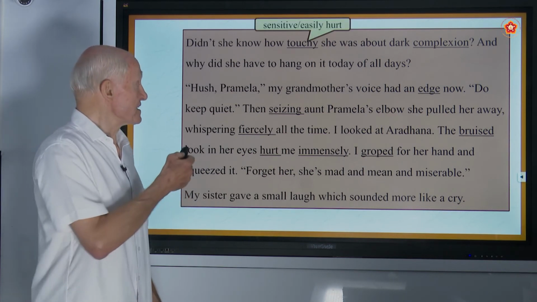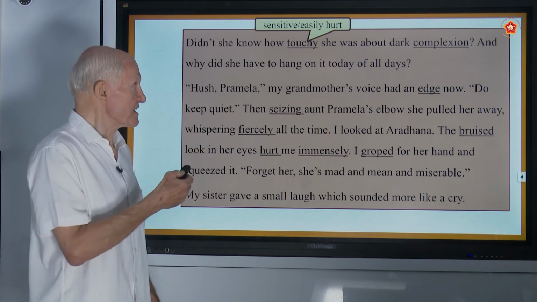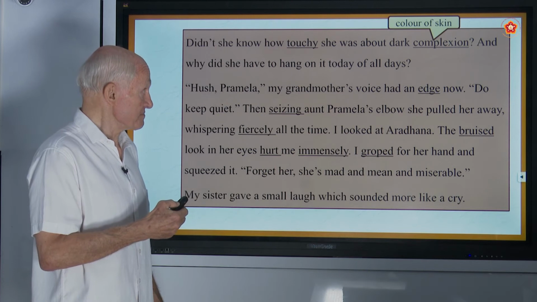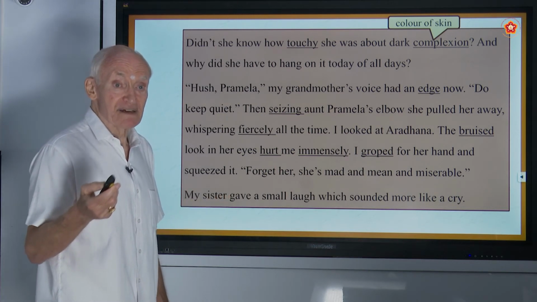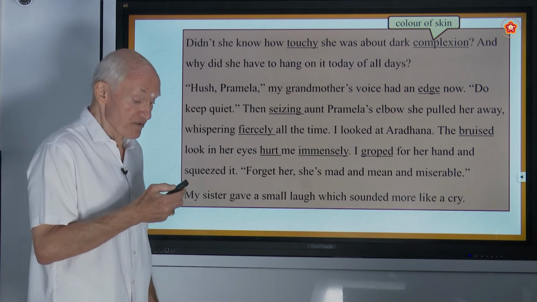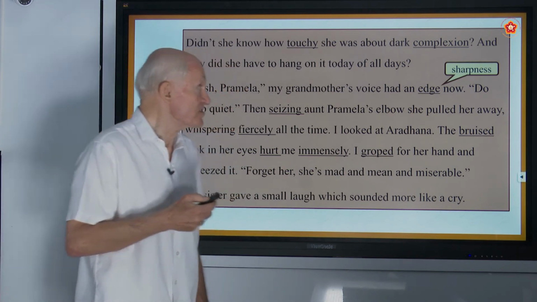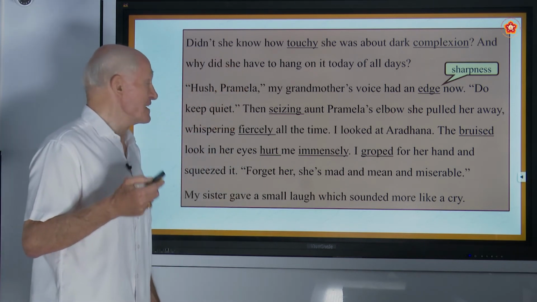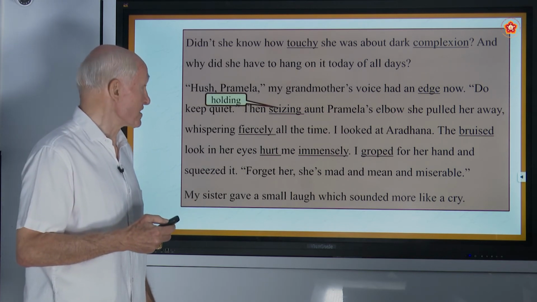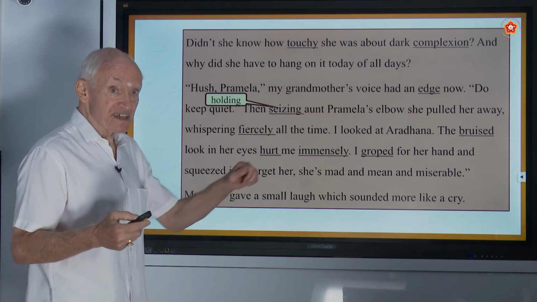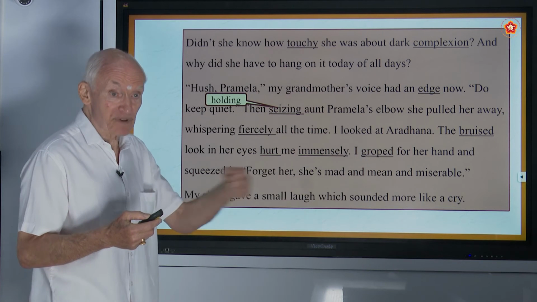Touchy means that Ardna was sensitive, very sensitive about her complexion, and easily hurt. Okay, complexion, it's the color of the skin. What difference does it make? There's many colors of skin all over the world. It's the variety of the world that makes it exciting. Edge, sharpness, okay? Do be quiet. Very sharp, not nice, but got the point across. Seized, okay? She seized Pramila and pulled her away.